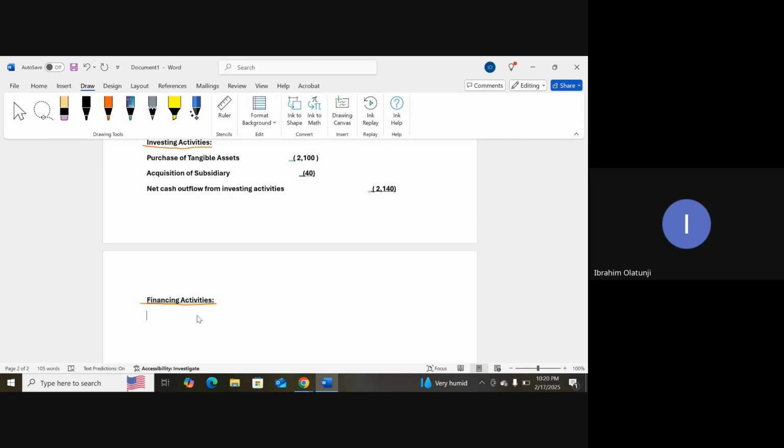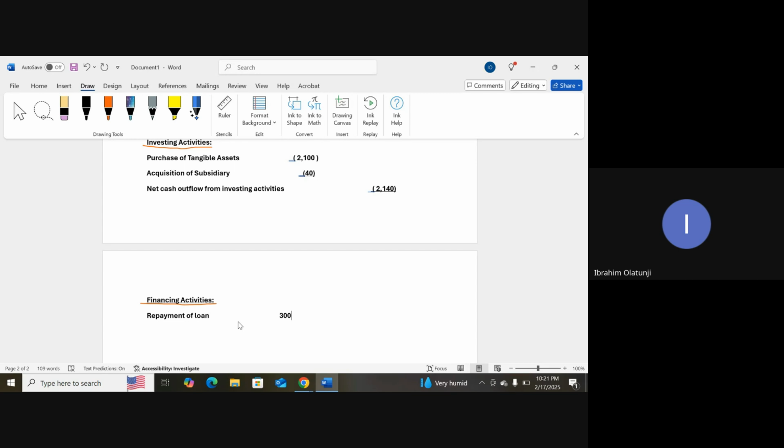Repayment of loan. By that difference. The difference is what? 300, because if you say 3,000 minus 2,700, you actually have 300. So we call it repayment of loan.